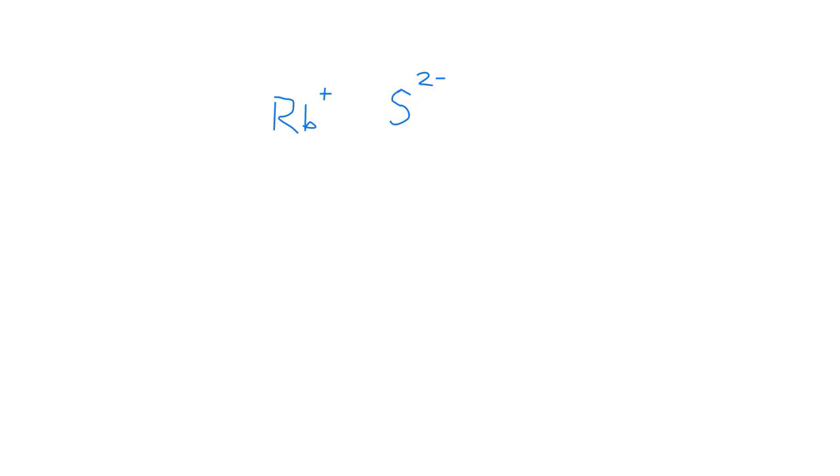What would the lowest common formula be? The formula would be Rb2S. Is that it? Rb2S, exactly. 2 rubidiums, 1 sulfur, and then you'll have balanced charges. That's correct.